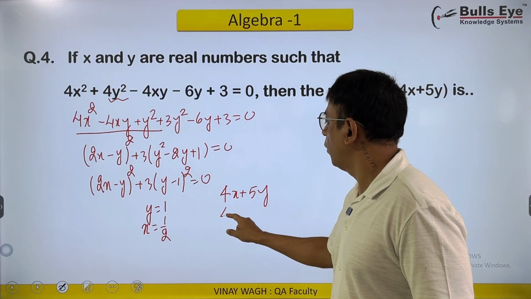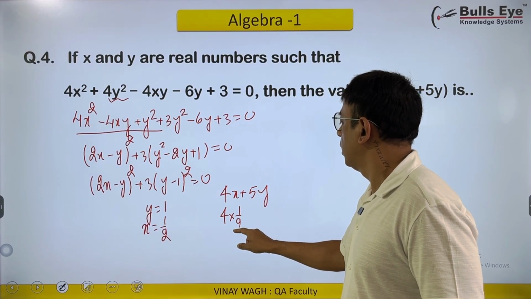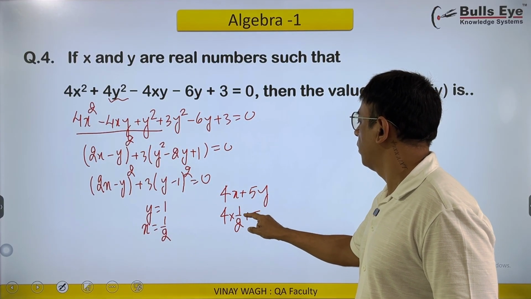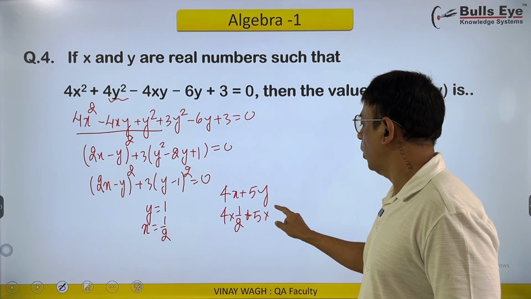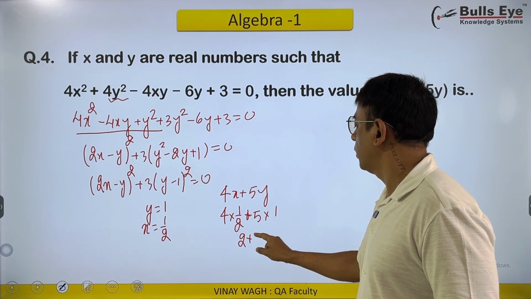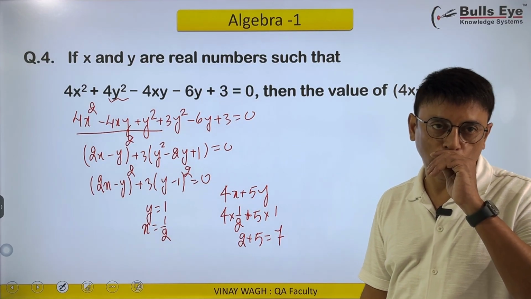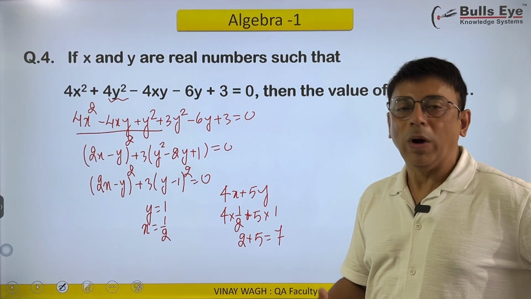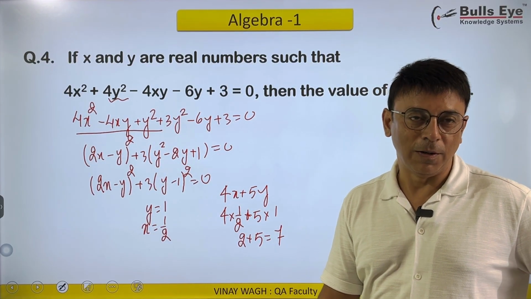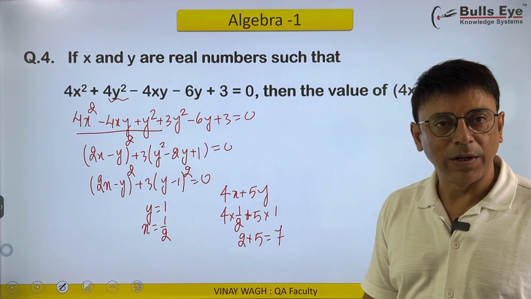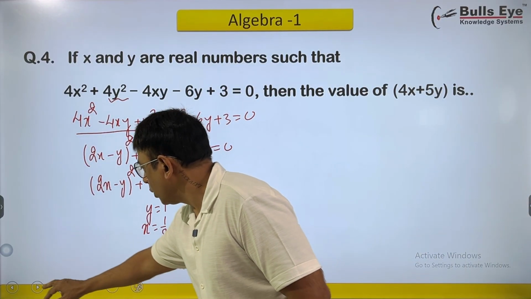So 4 into half plus 5 into what? 1. So that's 2 plus 5 and our answer is 7. Classic and beautiful question of one equation and more than one variable. And this is how we get onto it. Fifth question.